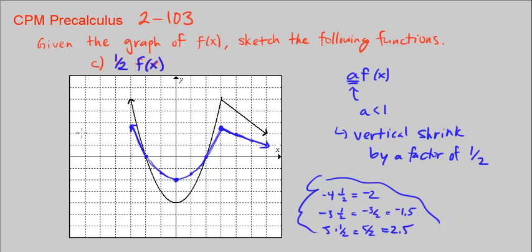Okay, so in blue we have the graph of 1/2 f of x, right? And that's just a vertical shrink, right? So it was compressed. If it was a tall person, we pushed their head and their feet in to make them shorter. And you can see that this is, yes, it's shorter, right? It's a shorter version of the original by a factor of 1/2. All right, so that ends CPM Precalculus Chapter 2, number 103.